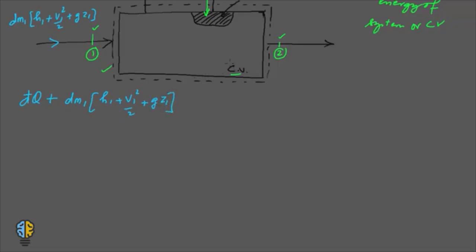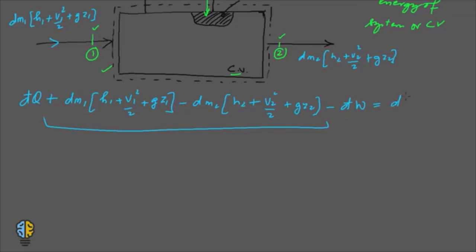Now there is some energy which is going out of the system at exit, so that is dm2 into h2 plus v2 square by 2 plus g into z2. You write minus, because this is going out of the system, dm2 into h2 plus v2 square by 2 plus g into z2. And then work is also going out of the system. This net energy interaction changes the energy of the system.